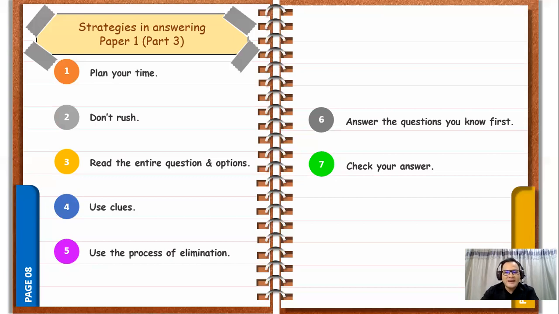Okay, and then the last strategy, practice, practice, practice. This strategy is important because there are no other strategies that can beat this strategy.